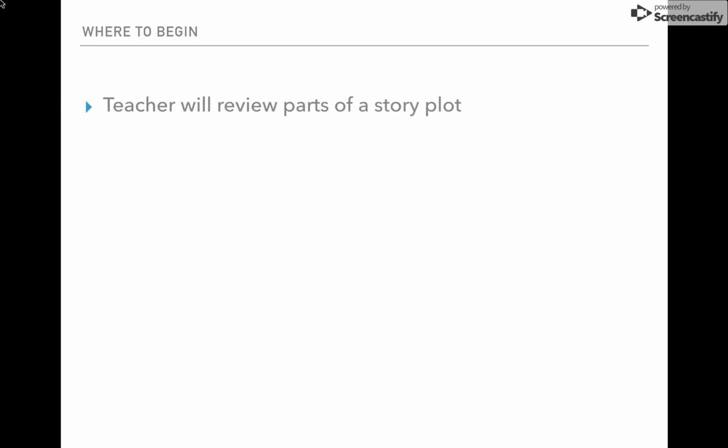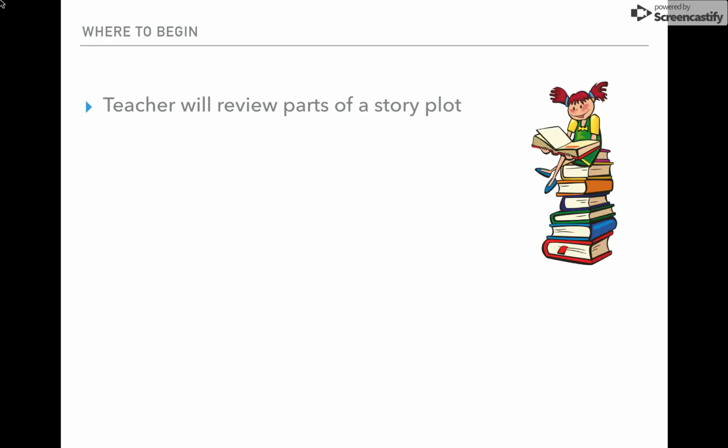So where do we begin? To begin, teacher will start by reviewing the 3 parts of a story plot: beginning, middle, and end. Teacher can include students in a discussion about a story previously read in class, such as The Little Red Hen, and together talk about the plot. What happened in the beginning? What happened in the middle? How did the story end?